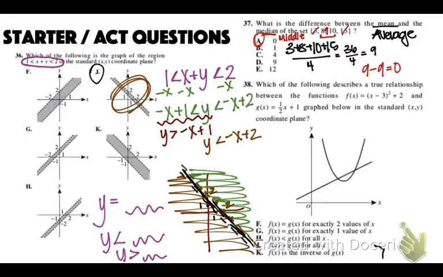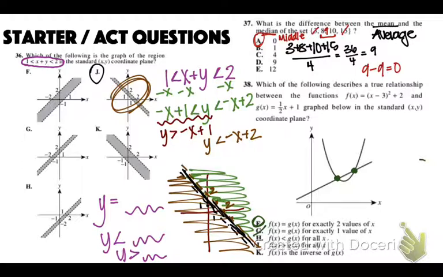Okay, let's look at this one. Which of the following describes the true relationship between the functions f of x equals (x minus 3) squared plus 2 and g of x equals 1/2 x plus 1 graphed in the standard xy plane? Well, if we look at this graph, right off the bat, I can tell you that they cross at 2 places. So that means they are equal to each other at 2 places. So looking down here, f of x equals g of x at exactly 2 values of x. That's true. F of x equals g of x at 1 value of x. Well, that's false because there's 2 values.